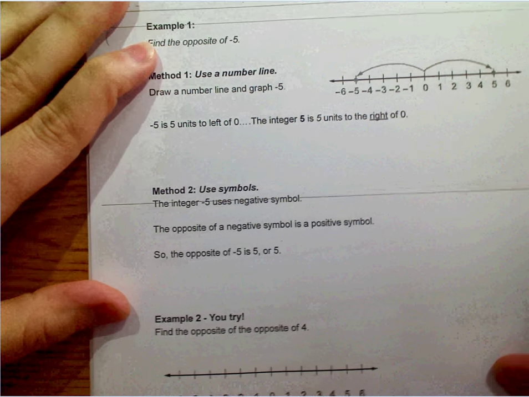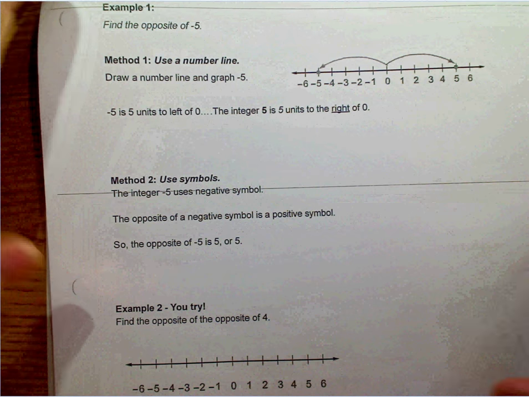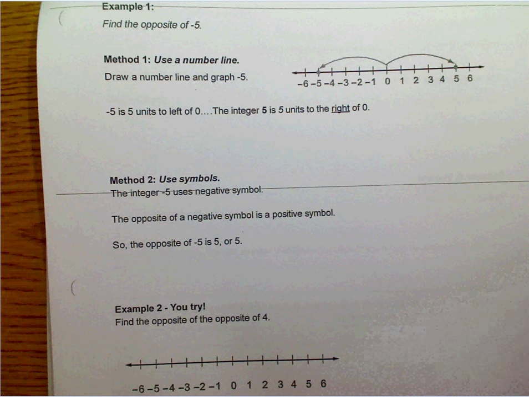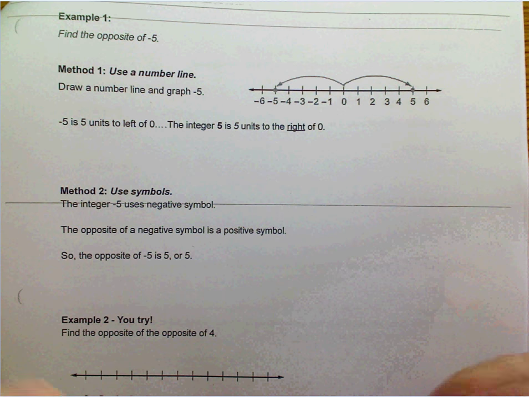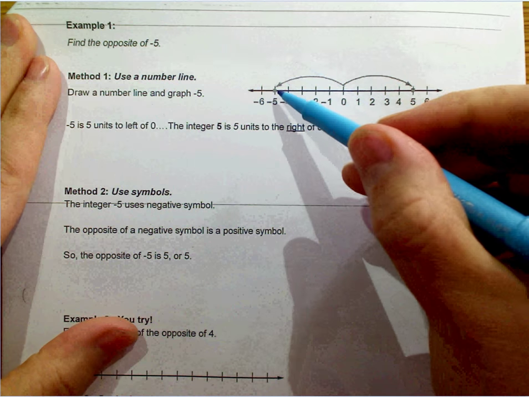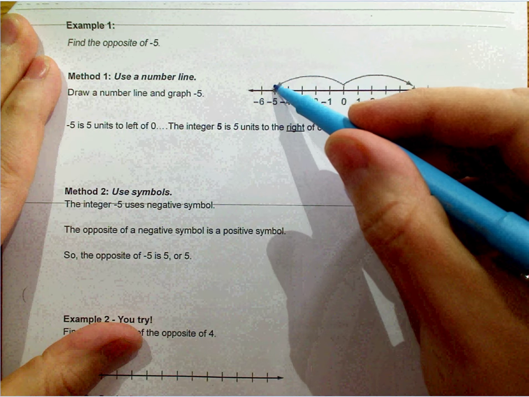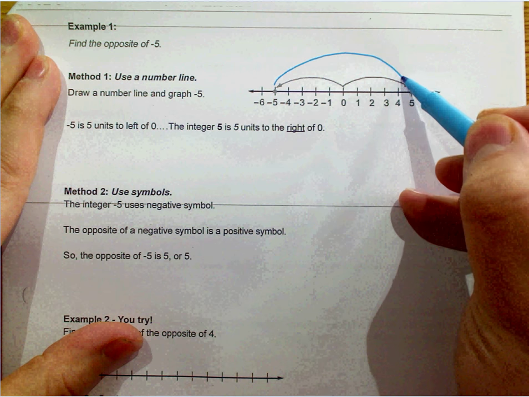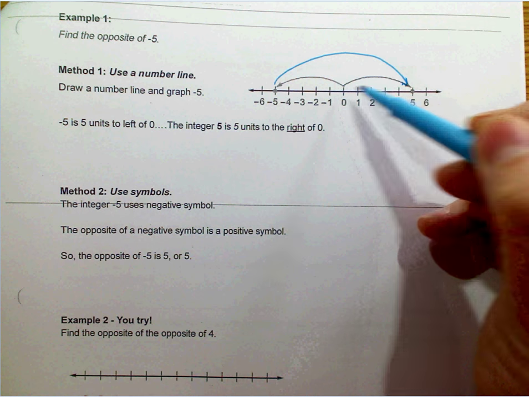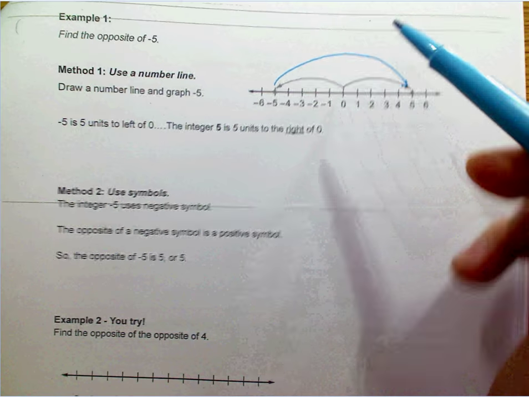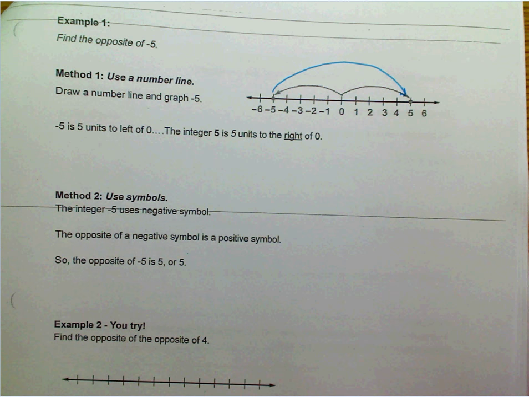Now we're going to be talking about opposites. So the opposite of a number is its positive or negative number of the same value. So if I'm looking at negative 5, its opposite is positive 5. Okay, because there's 5 spots to 0, then 5 spots to positive 5. So since negative 5 is 5 units to the left of 0, the integer 5 is 5 units to the right of 0.